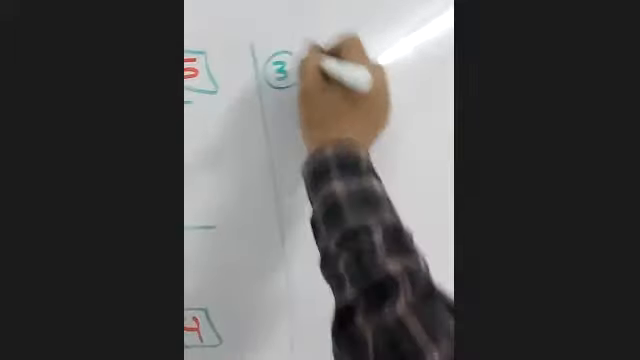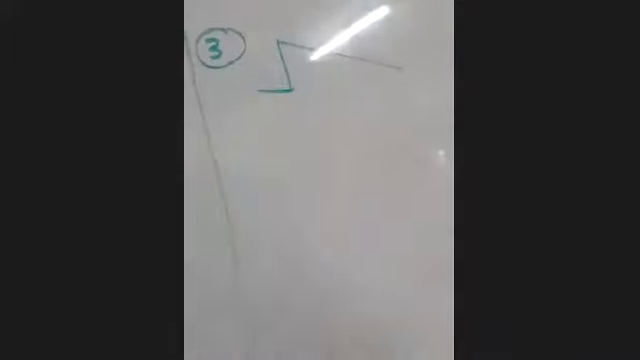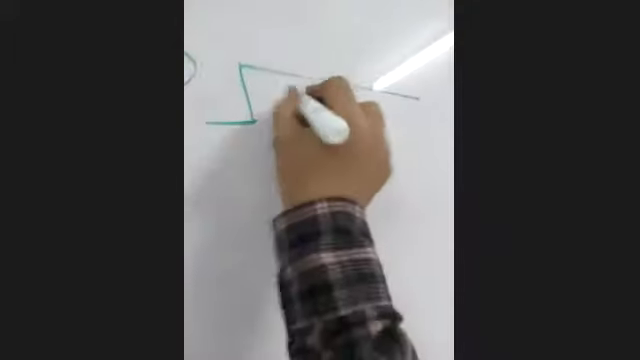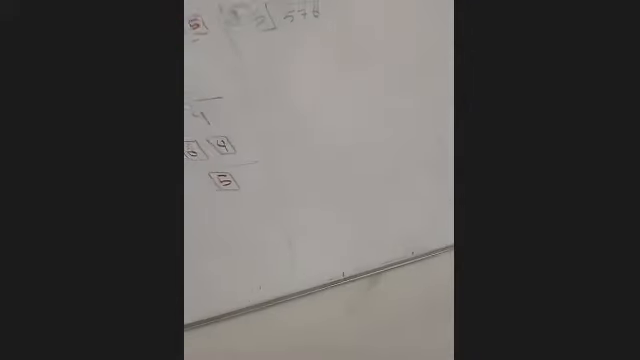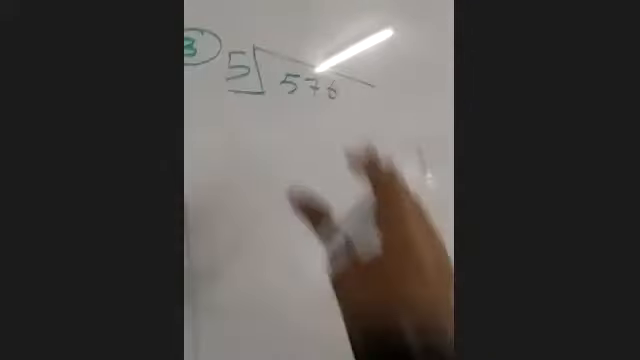Question 3. What do we have in question 3? We have 576 divided by 6. Sorry, divided by 6.